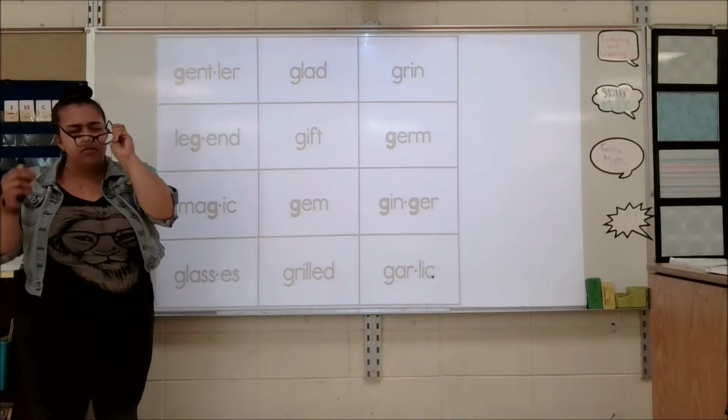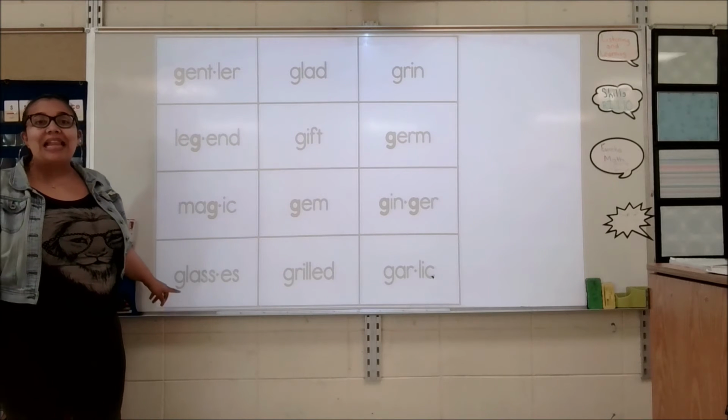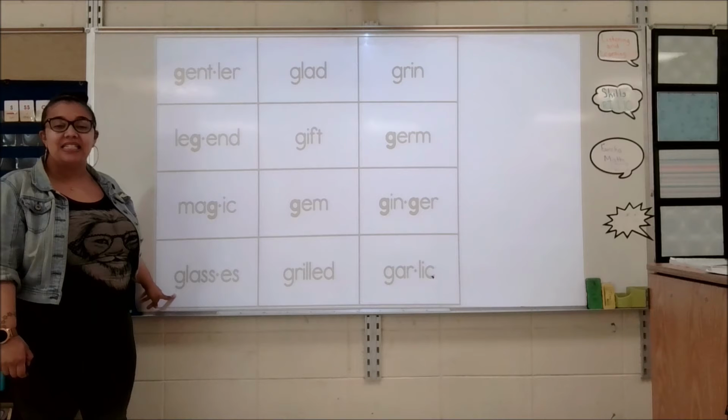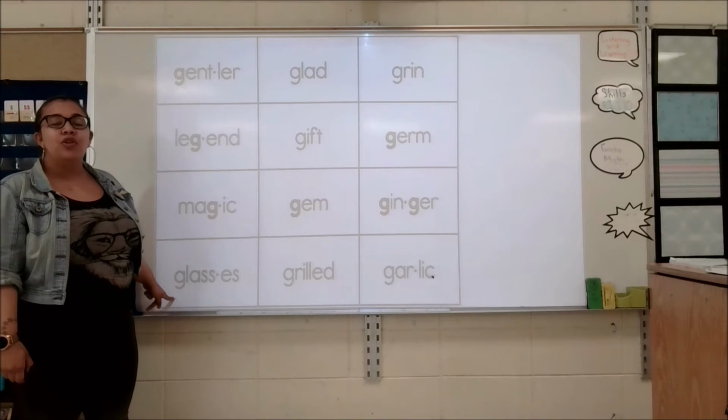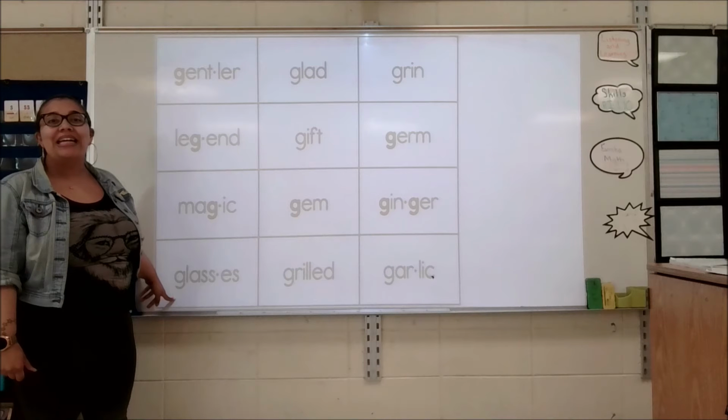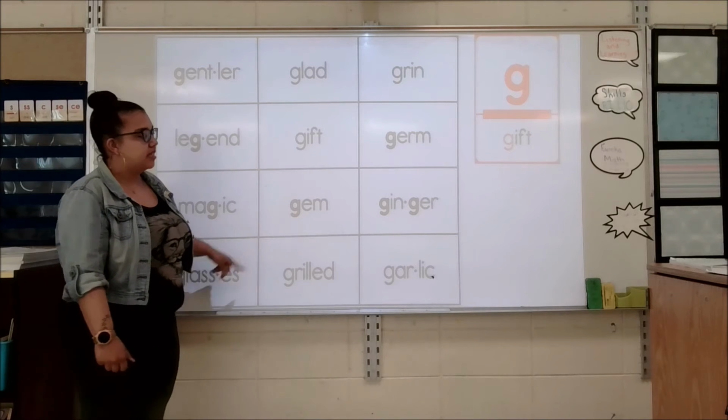All right. These things right here are called, what are these? Glasses. They're glasses. Say glasses. And when you said glasses, did you go G or J? You went G because glasses is a G.